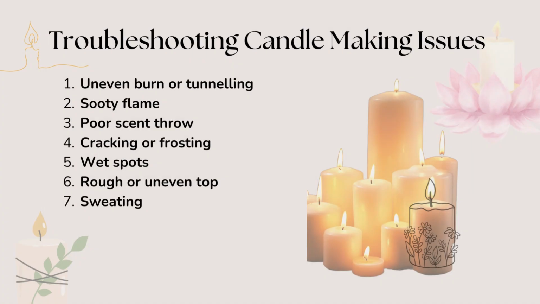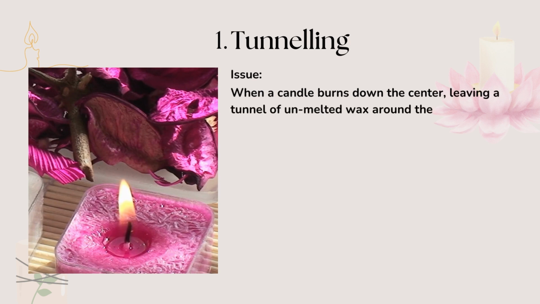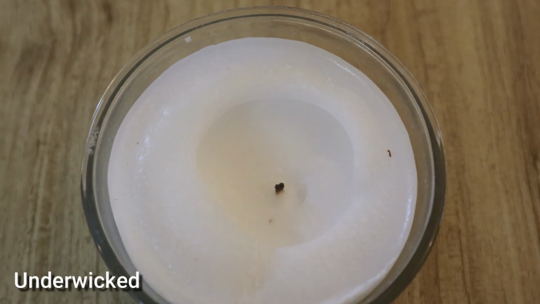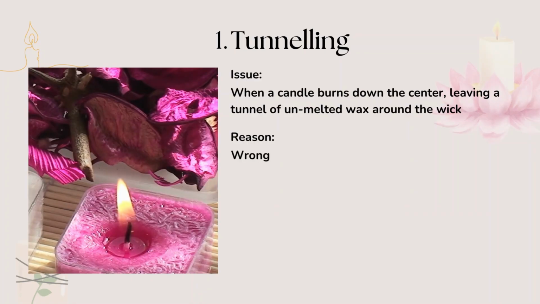Now let's discuss some common issues encountered in candle making and how to fix them. Tunneling or uneven burn is the issue when a candle burns down the center, leaving a tunnel of unmelted wax around the wick. It happens due to the wrong wick size. Here's how to fix this issue.